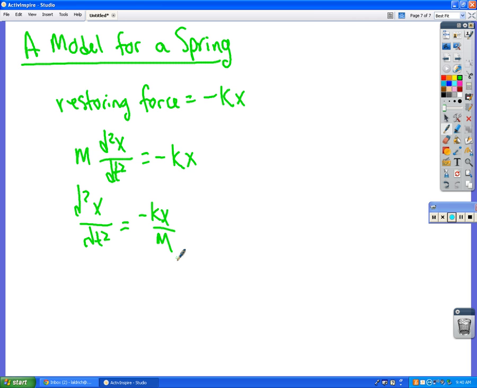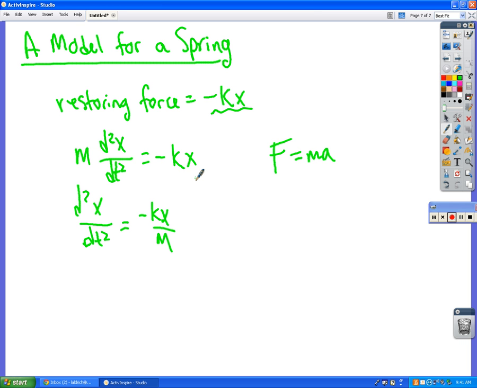And once again, they don't have any examples of those either, so I can't help you there. That's probably true. Where did we get d squared x over dt squared? That's acceleration. So mass times acceleration equals force, restoring force, right? This is F equals ma. So this is the force part, the negative kx.